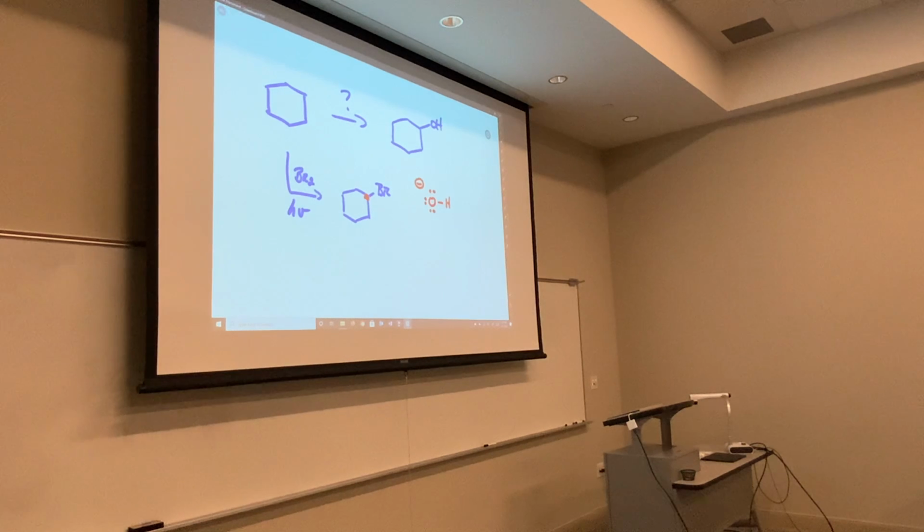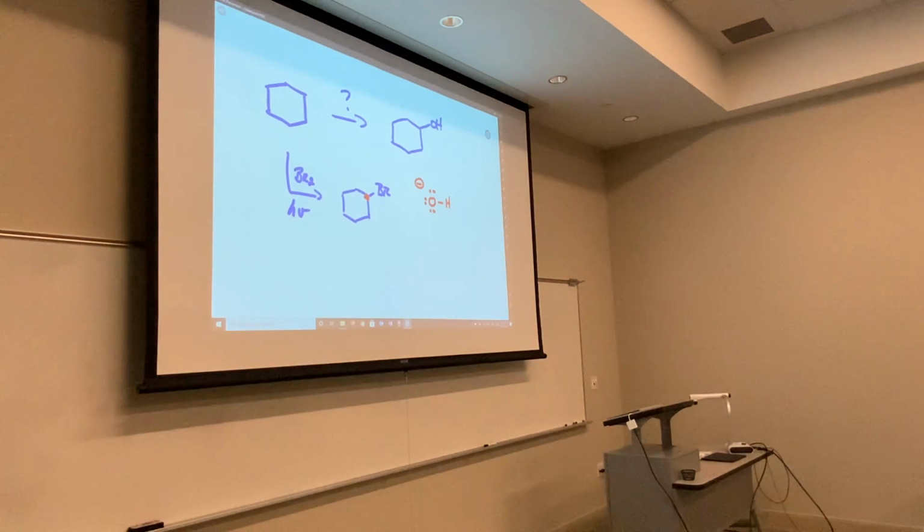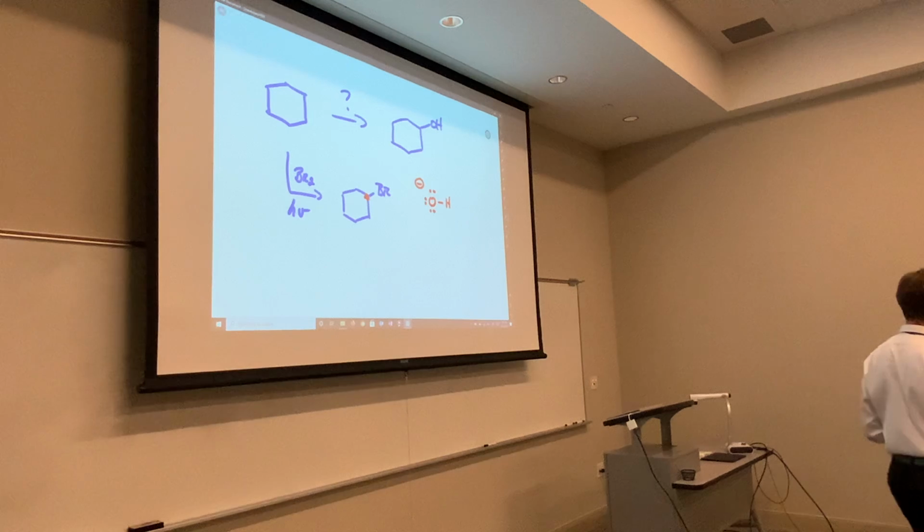So is that a good nucleophile? Yes, it actually is. But what is it also? A very strong base, okay? So what's going to be faster, what's going to happen quicker?